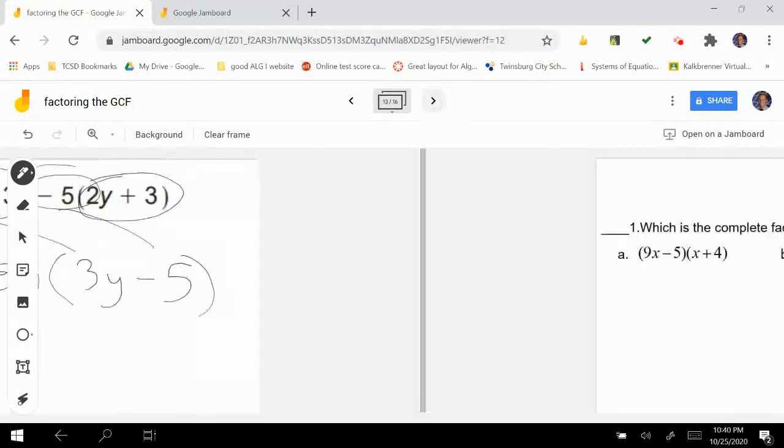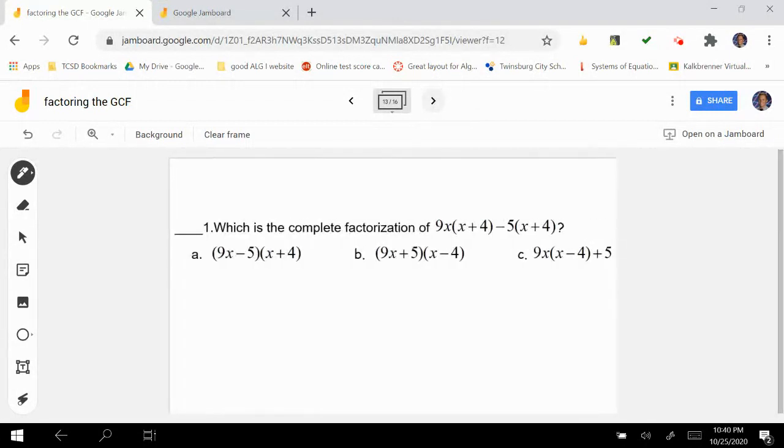If it's too quick, we're going to do another one, which is the complete factorization of this. So ready? Again, what's given? You have parentheses, x plus 4 and x plus 4. So you know x plus 4 is going to be in your answer. So the only one that says x plus 4 in your answer is what?